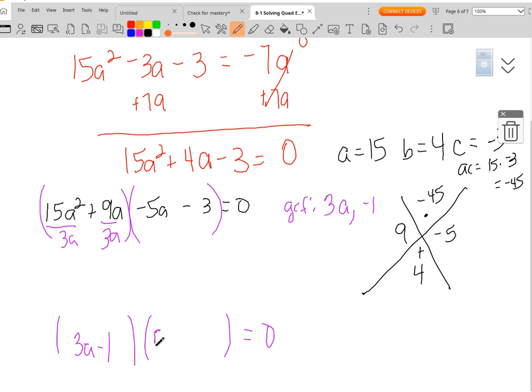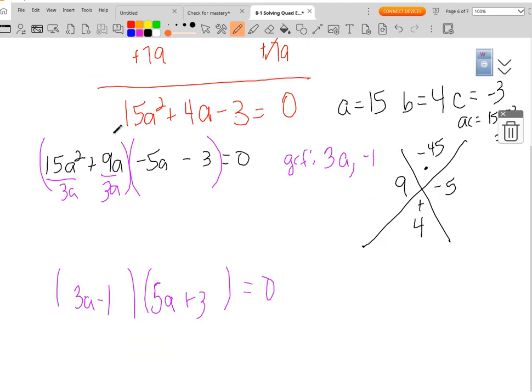15 divided by 3 is 5. A squared divided by a is a. 9 divided by 3 is 3, and then a divided by a is 1, so 1 times 3 is just 3. So now we do all of this. Now we finally have our factors, but we still haven't solved the equation.